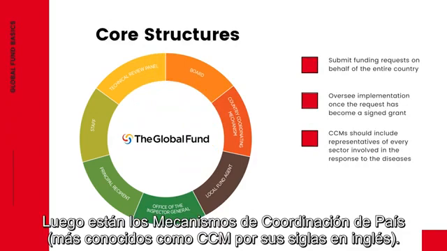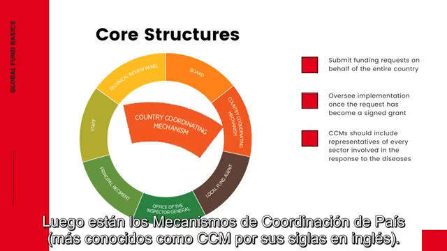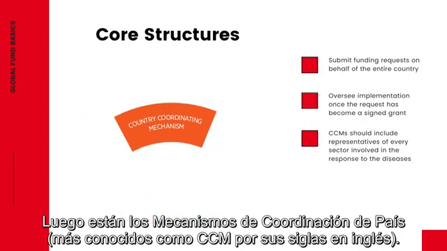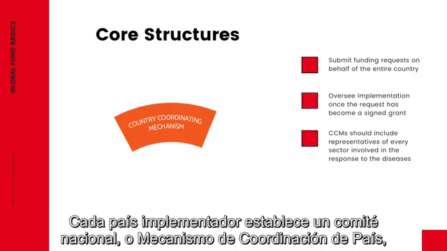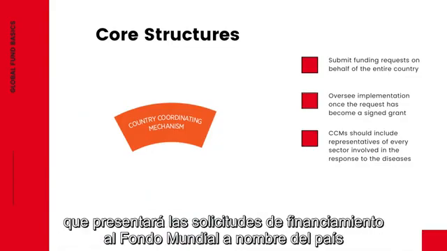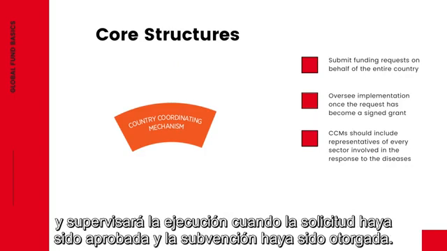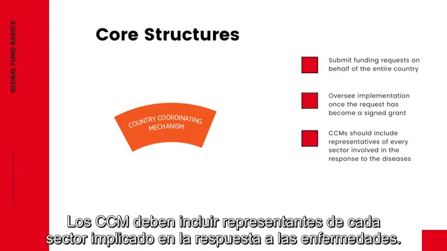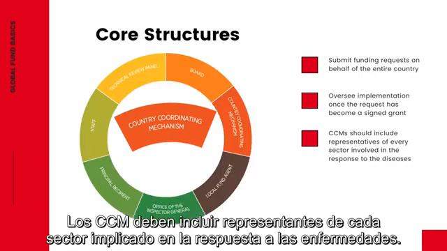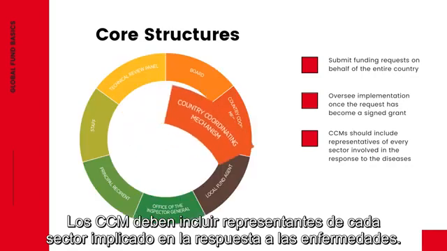Then there is the country coordinating mechanisms, or CCMs as you probably refer to them. Each implementing country establishes a national committee or a country coordinating mechanism to submit funding requests on behalf of the entire country and to oversee implementation once the request has become a signed grant. CCMs should include representatives of every sector involved in the response to the diseases.